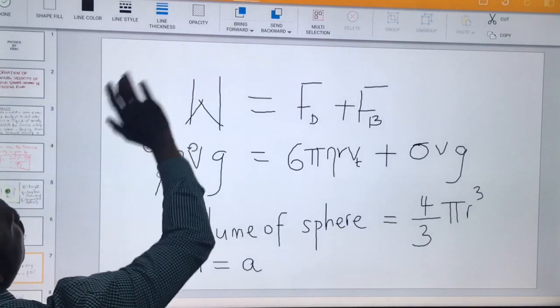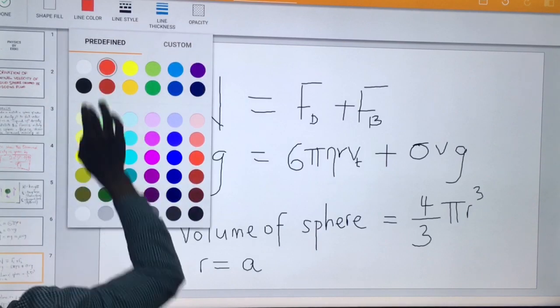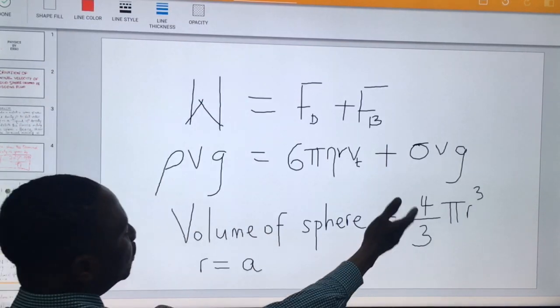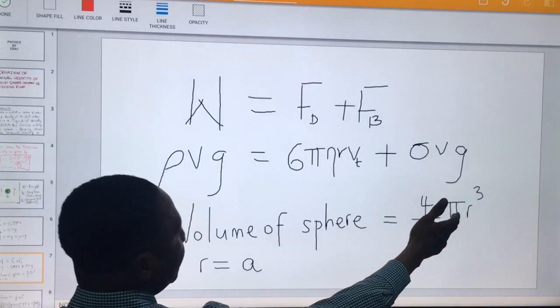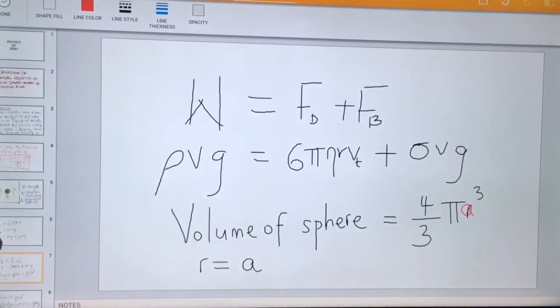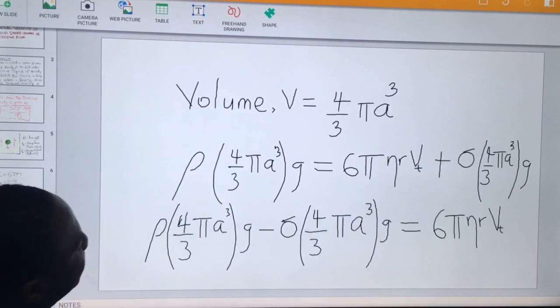But we also know that the volume is equal to 4 over 3 π r cubed. Since the radius is given to us as a, this is going to be a cubed. The volume is given as that. When we substitute the value for volume, we get this.